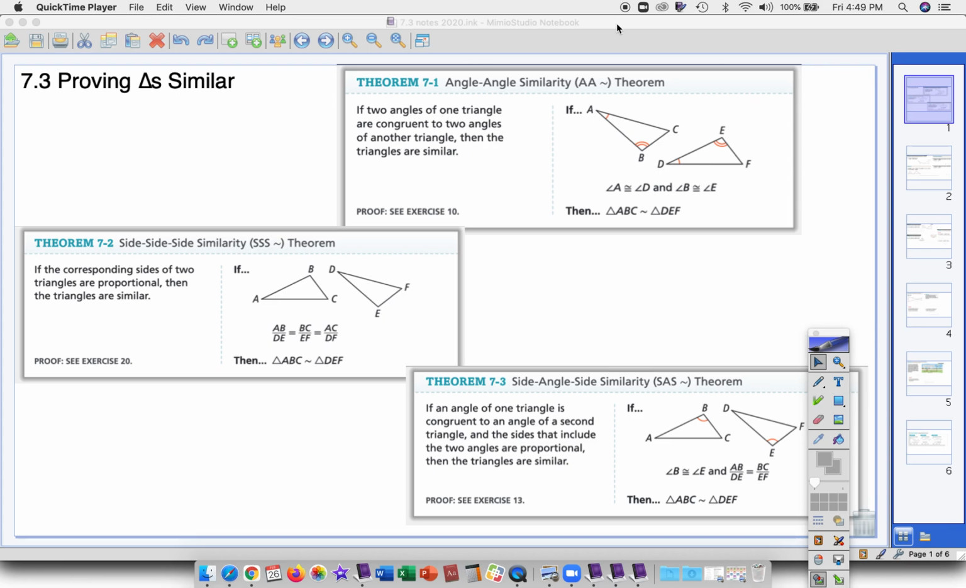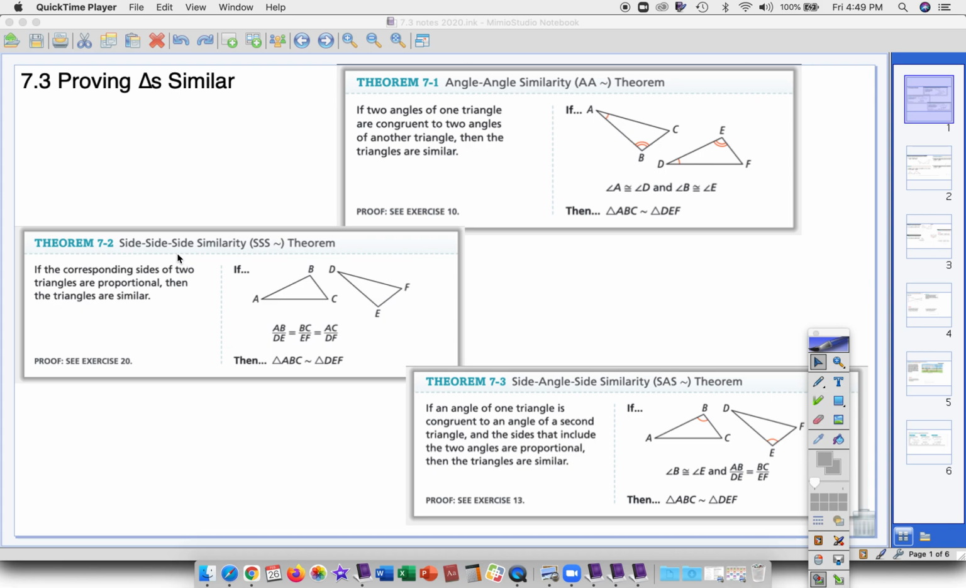In this lesson, we're going to look at the different ways that we can prove that triangles are similar. We have three theorems that we're going to focus on. The first one is the angle-angle similarity theorem, which states that if two angles of one triangle are congruent to two angles of another triangle, then the triangles are similar. We will be proving these theorems in the exercises, so we'll save that for them.